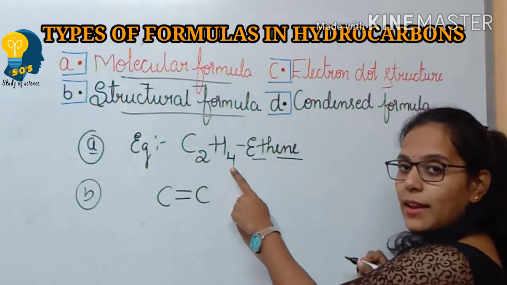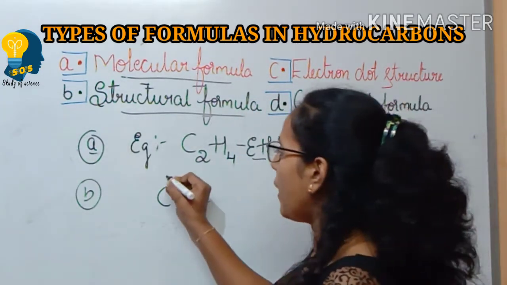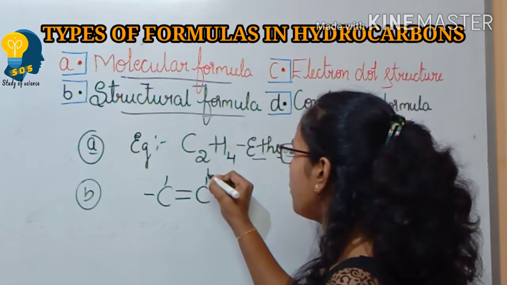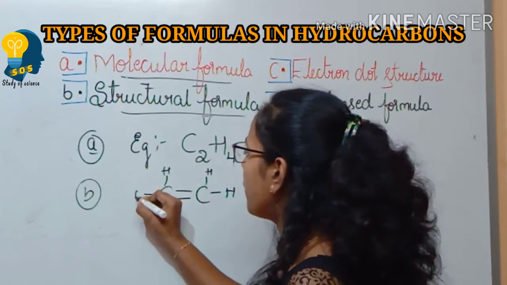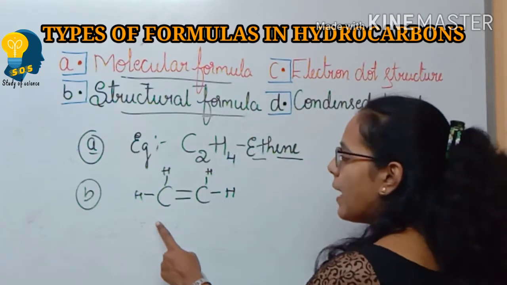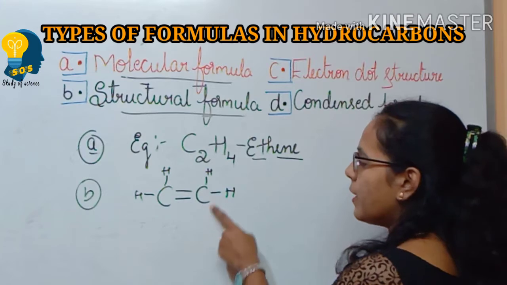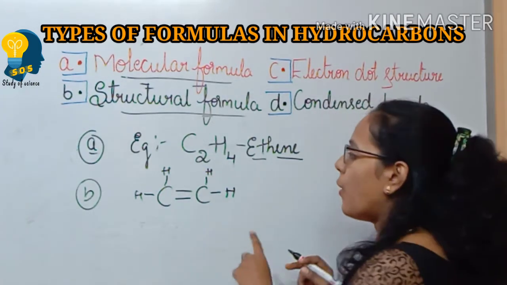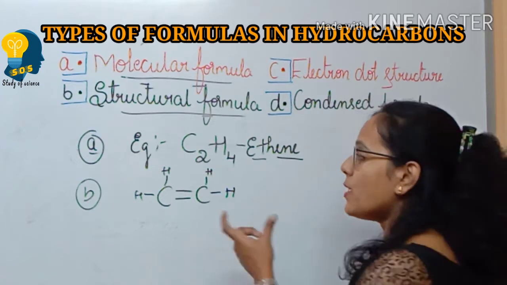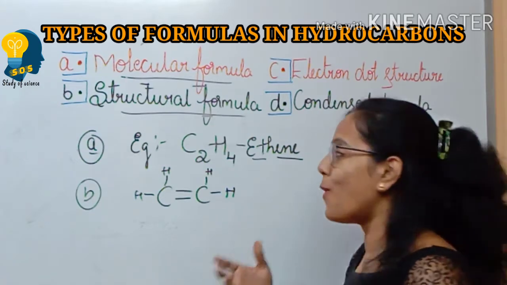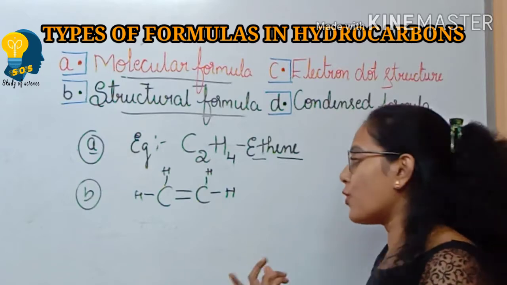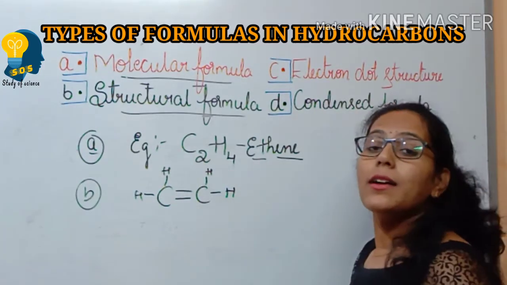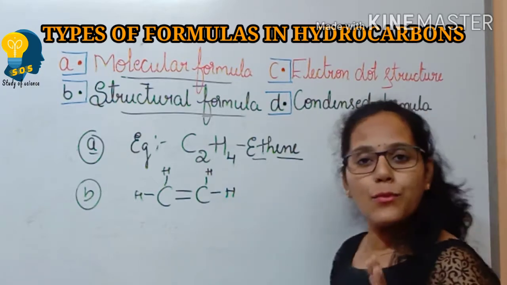How many hydrogens are here? 4 hydrogens. 2 hydrogens on this carbon and 2 on this carbon. We can shift this hydrogen also. You can write here and here. Here also you can shift here and here, or here and here. Wherever you want, you can shift. But there should be 2 hydrogens on each carbon atom. So this is how we write the structural formula for ethene. What does the structural formula represent? It represents the structure for the given compound, that is, the given molecular formula.